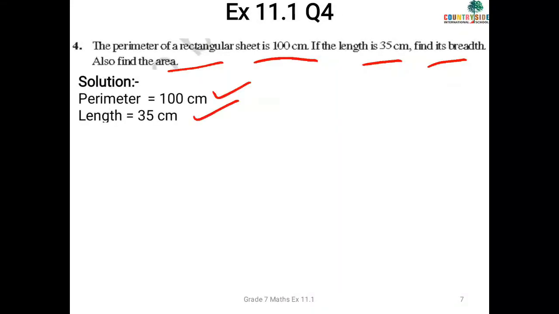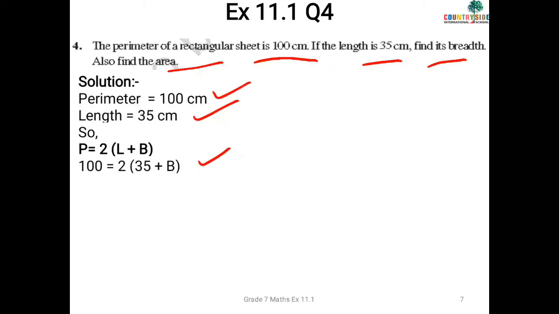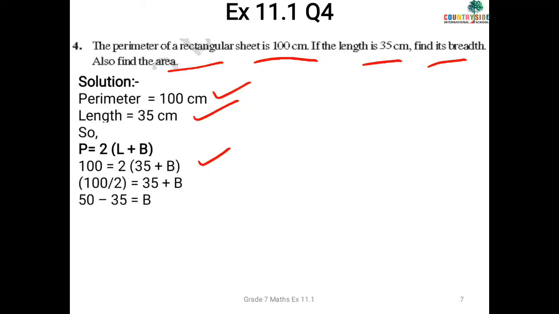See, now tell me the formula to find the perimeter of a rectangle. Yes, that is 2 times (L plus B). Put the values. Perimeter 100 equals 2 times (length 35 plus B). Now this 2 is in multiplication, so it will get changed into what? Division. So 100 divided by 2 equals 35 plus B. 100 divided by 2 we know is 50. Now plus 35 will get changed into minus. 50 minus 35 equals breadth, and 50 minus 35 is nothing but 15 centimeter.